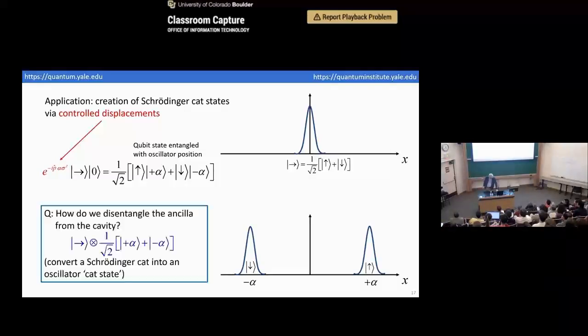Where did you get this out? How did you generate that operator?